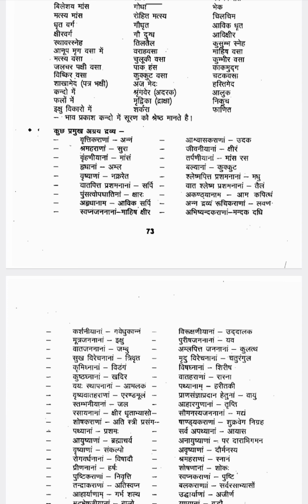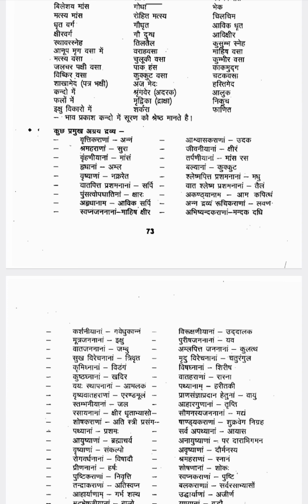Vrittikaranam Anna, Sramaharanam Sura. Srama means fatigue; for relieving the fatigue, Sura is the best one. Brahmaniya Mamsa is the best variety. Hridyanam Amla, Vrishyanam Nakrareda. Vada Pitta Prashamanam Sarpi. They used to ask which doshas are reduced. Vada Pitta. Pumsatu Ubhagada, that is done by Kshara. Ahridyanam Aviga Sarpi. Swapna Jananana Mahisha Kshira. So those who are suffering with insomnia, you can give Mahisha Kshira so they can get better sleep.